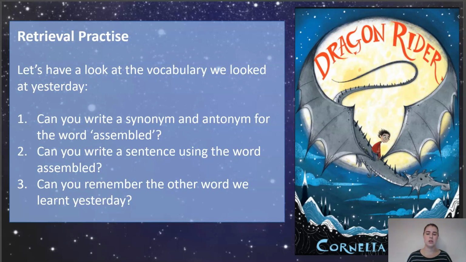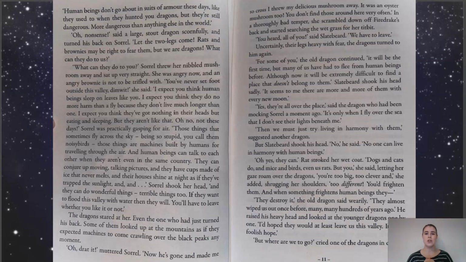So what we're going to do is go and read some of our pages. You will need the pages in front of you. You need to have pages 10 and 11, 12 and 13 in front of you.